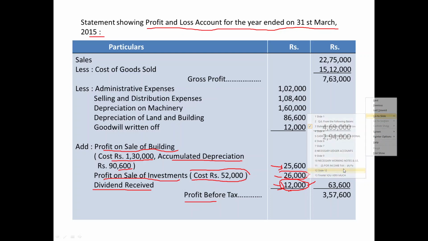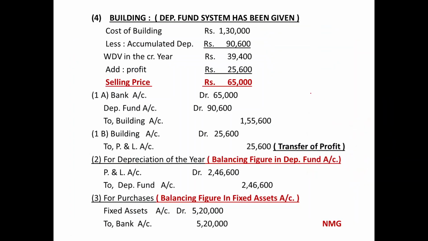Let us prepare a working note for this transaction of sale of a building. Working note number 4. Building, depreciation fund system has been given in the question. Original cost of the building was 1,30,000 less total accumulated depreciation of this building 90,600. This was included in the depreciation fund's opening balance. Deduct this 90,600. That gives the written down value in the current year, 39,400.